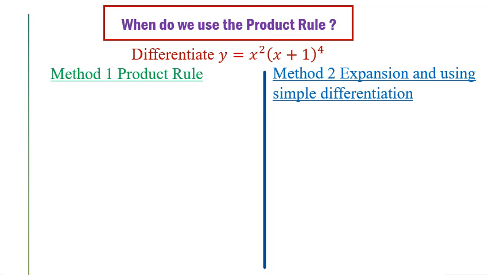Supposing you're given this function y equals x squared times bracket x plus 1 to the power of 4, based on the existing knowledge that we have on chain rule and power rule, how do you think we can find the derivative? Yes, you would have to expand your bracket x plus 1 to the power of 4, right? Remember, your power rule works this way.